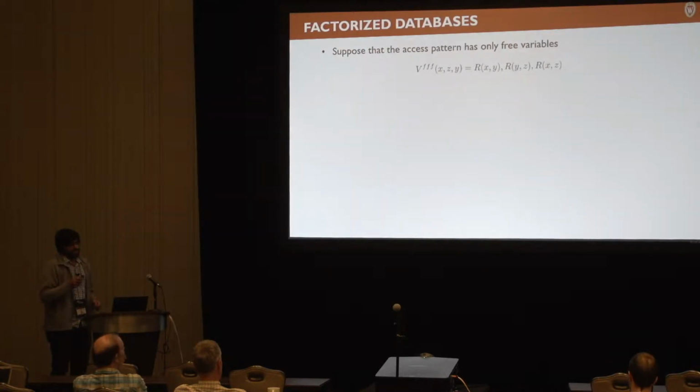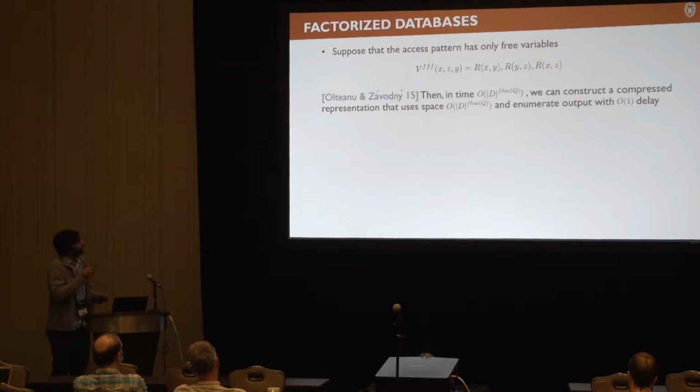Let's look at a very interesting data point in this entire trade-off, which is given by factorized databases. Suppose that we have the following query. Here all of the variables are free. This is just the normal triangle join. Factorized databases tell us that in time D to the fractional hypertree width, we can create a compressed representation that takes the same space and do the enumeration with constant delay.